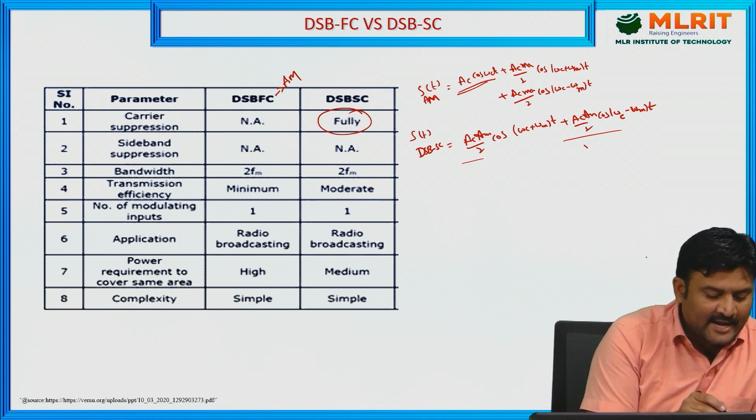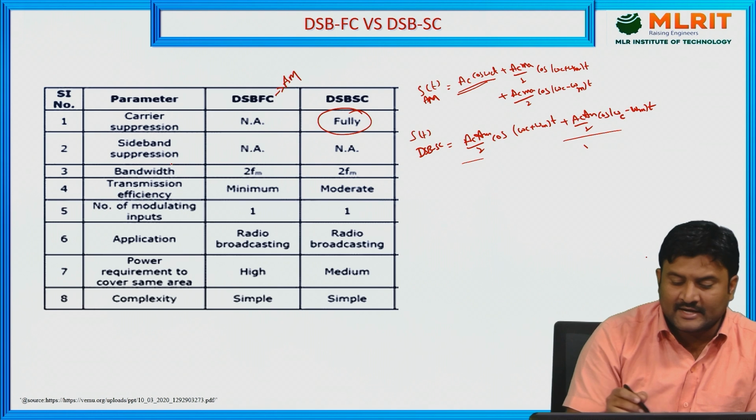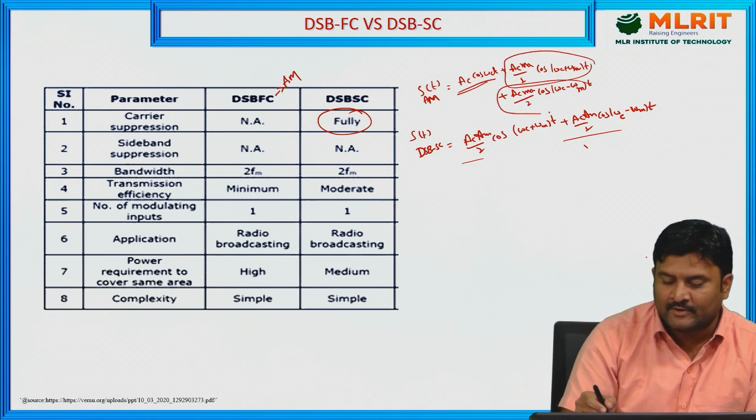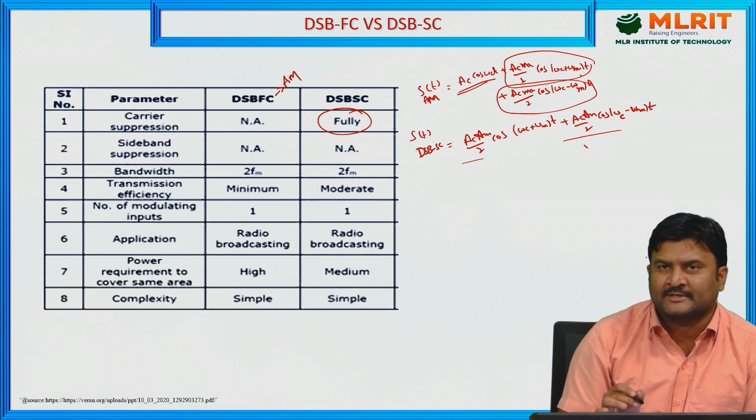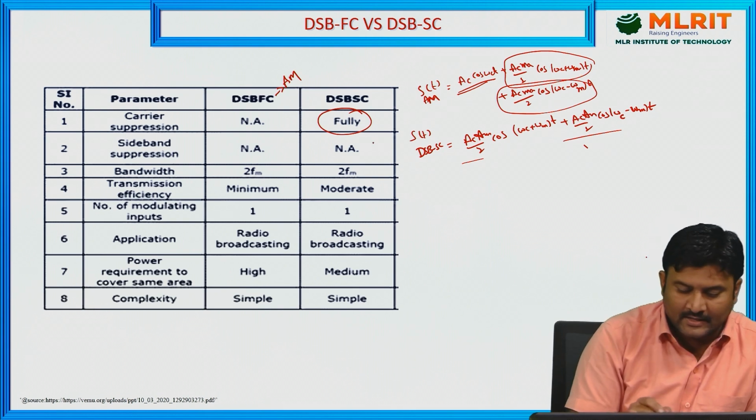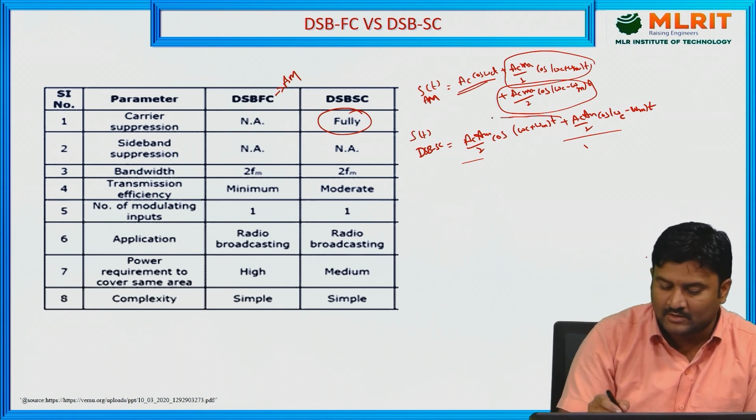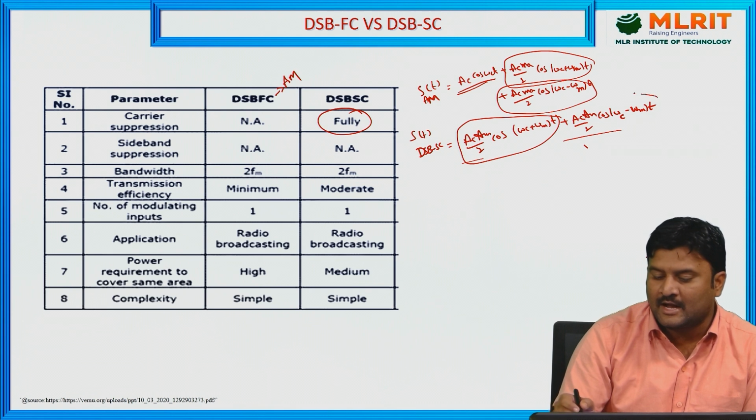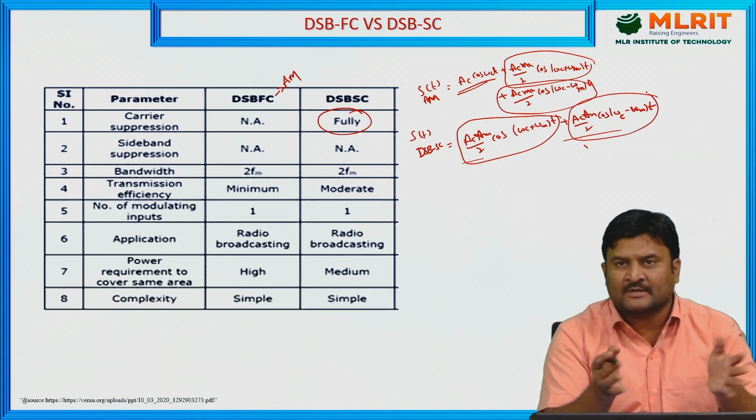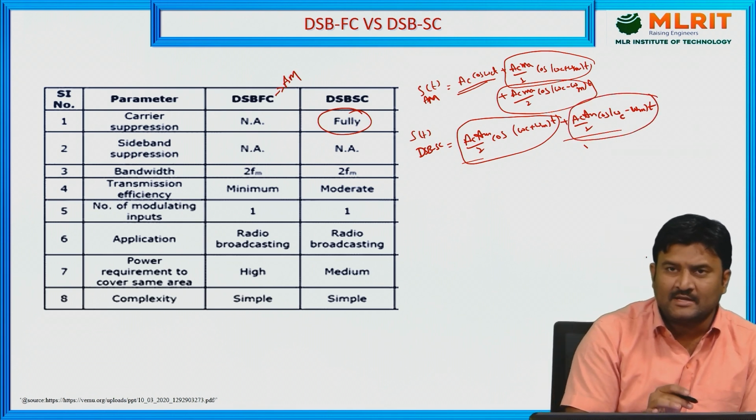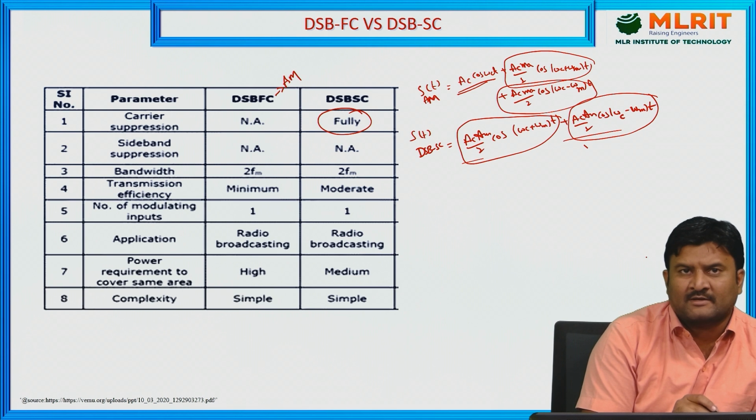Then go for the sideband suppression. In the case of AM, this is upper sideband and this is lower sideband. Two sidebands are present. In the case of DSB-SC also, upper sideband is there and the lower sideband is there. There is no suppression of the sidebands. That's why the sideband suppression is not there.